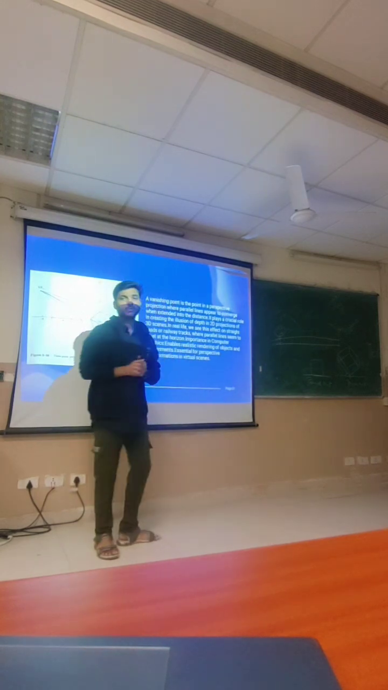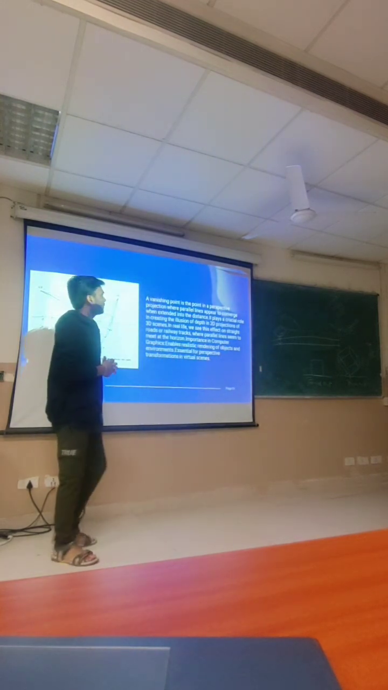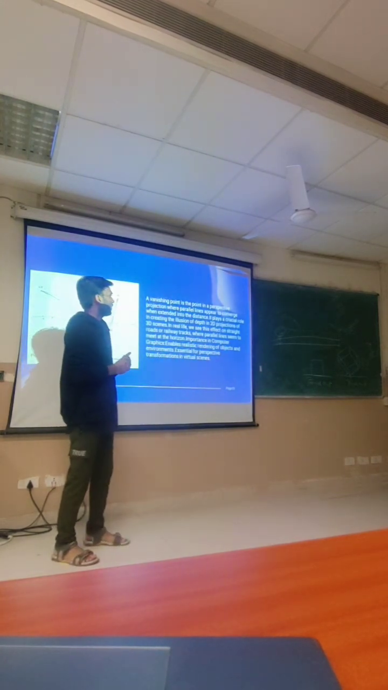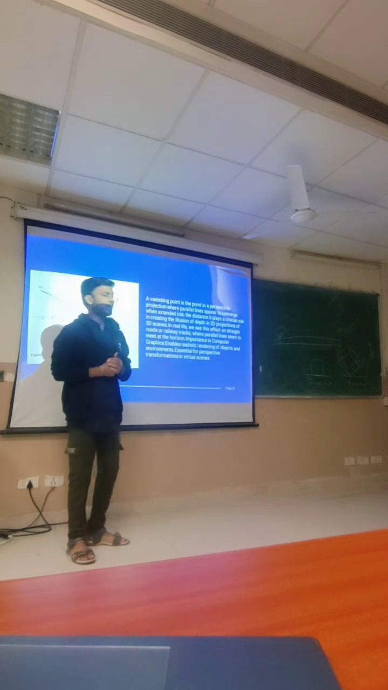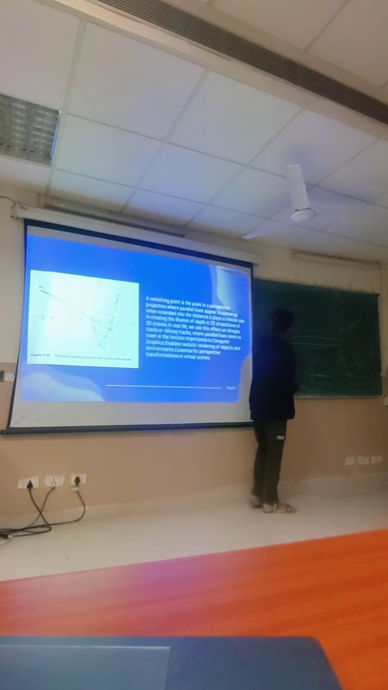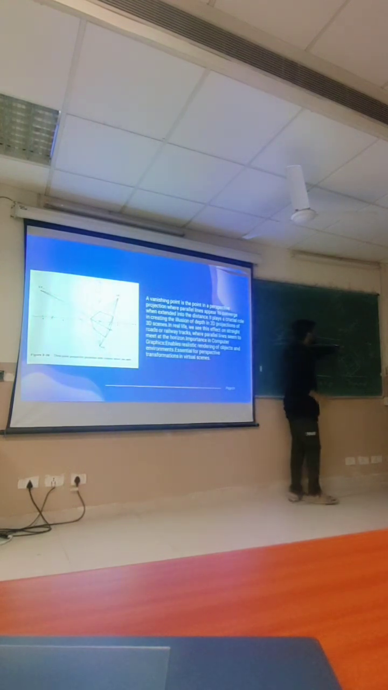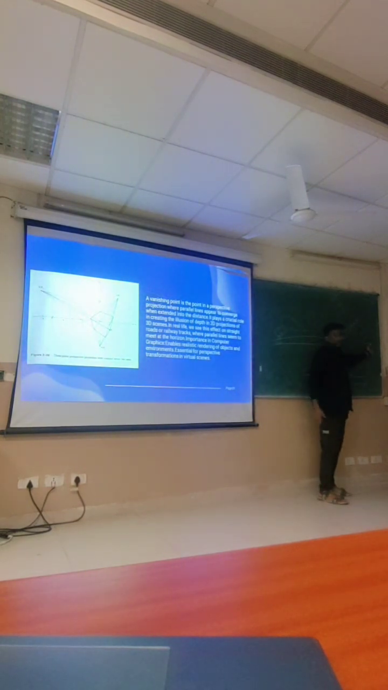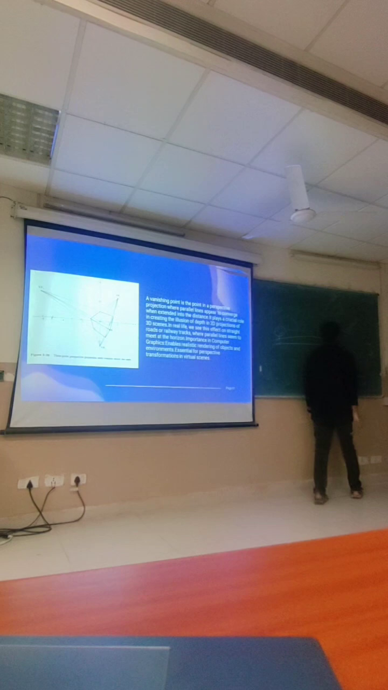Let's take knowledge about what a vanishing point is. A vanishing point is the point in perspective projection where parallel lines appear to converge when extended into the distance. Here we can see a person standing on a railway track, and the person can see the railway track meets at a point.